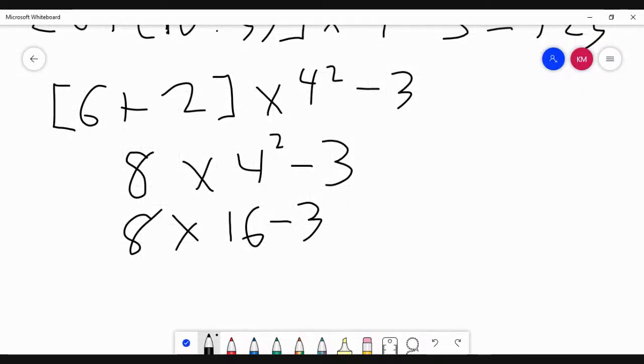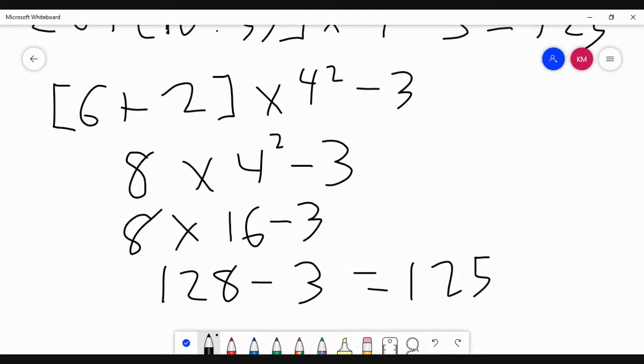Next, we have 8 times 16, which is 128, and we subtract 3. Now, all you have to do is take 3 away from that 128, and you end up with 125.